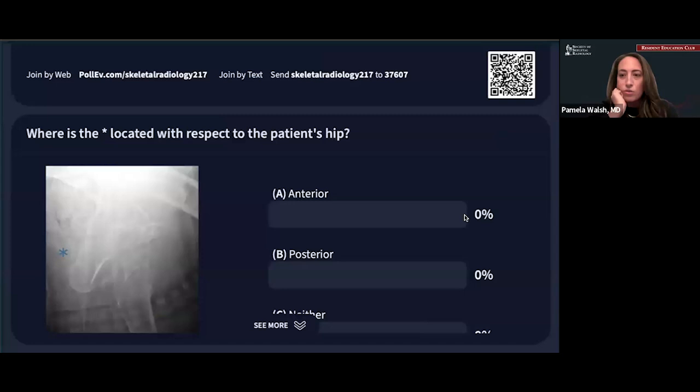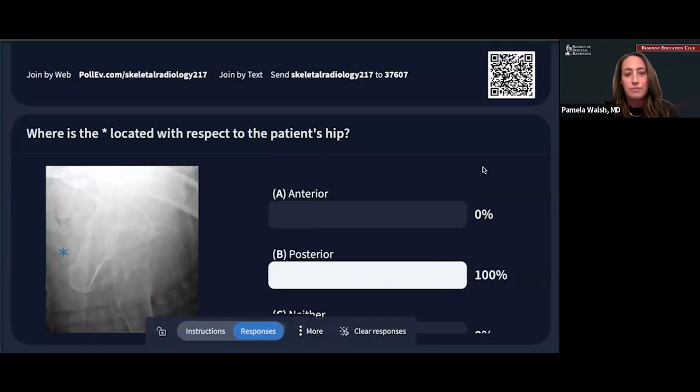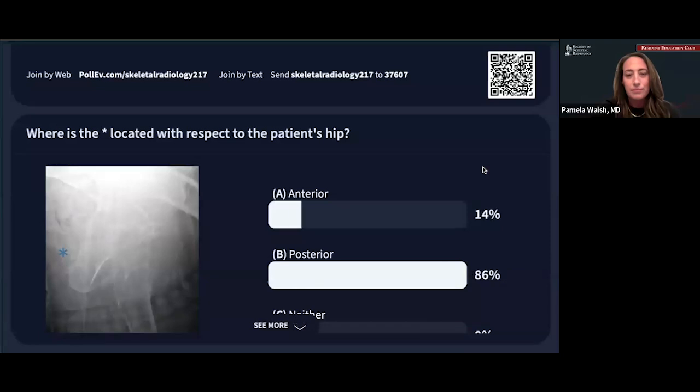So let's look at this cross-table lateral. Where is the asterisk corresponding to with respect to the hip? Is it anterior or posterior, or neither? Okay, excellent. The majority said posterior, and it is posterior.